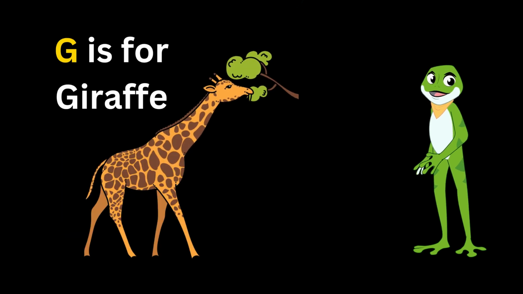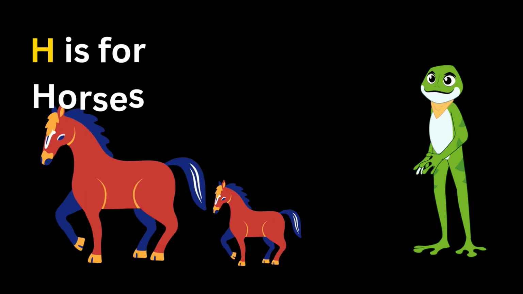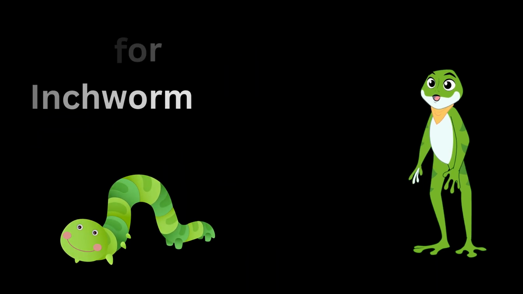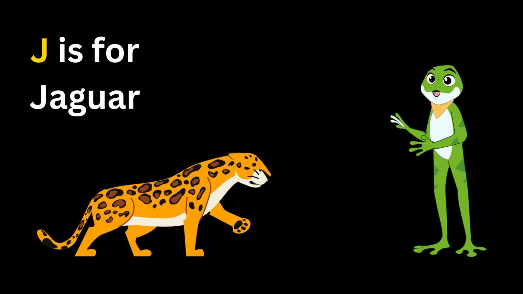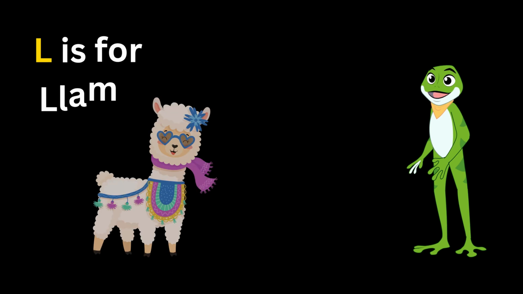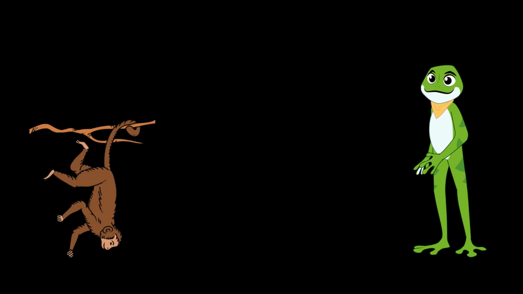G. G is for giraffe. H. H is for horses. I is for inchworm. J. J is for jaguar. K. K is for kangaroo. L. L is for llama.